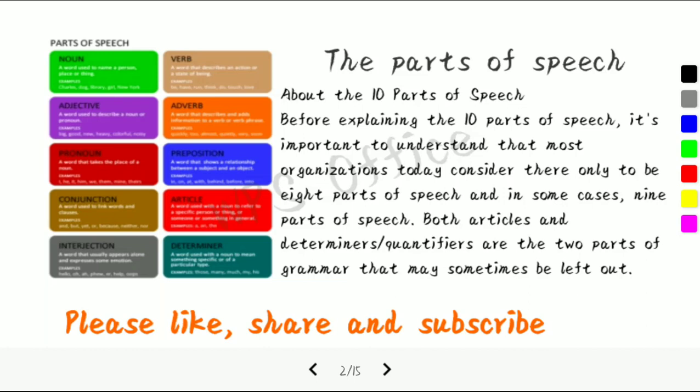We will be talking about these 10 parts of speech, which include noun, adjective, pronoun, conjunction, interjection, verb, adverbs, prepositions, articles, and determiners.